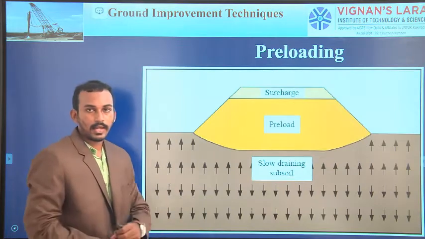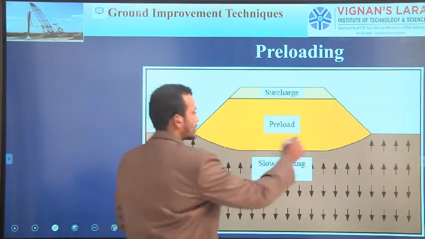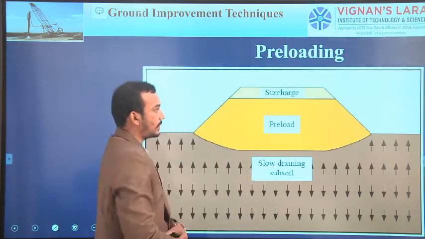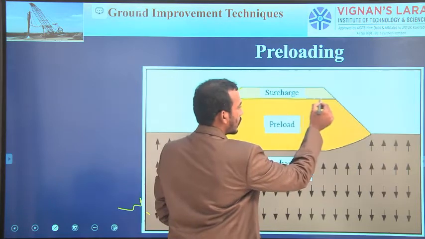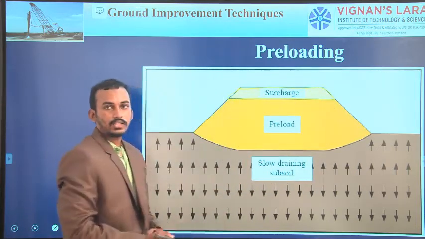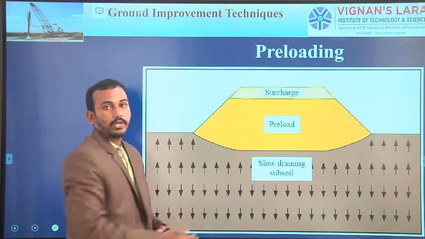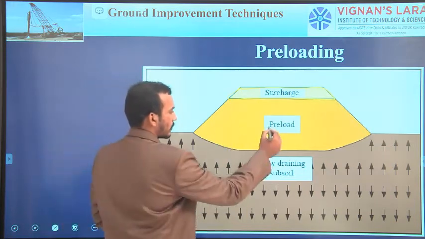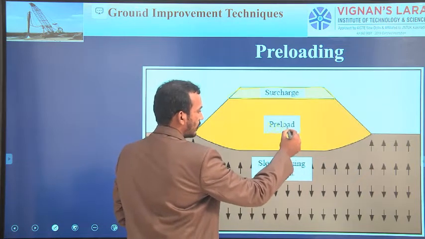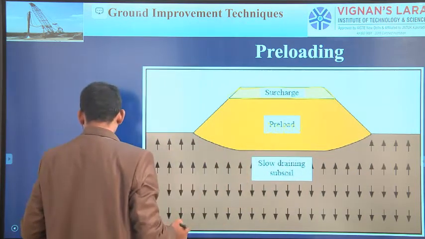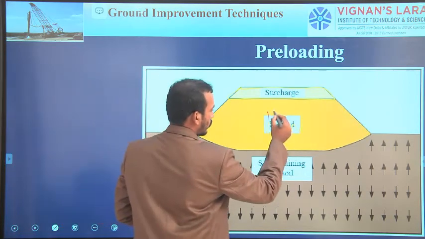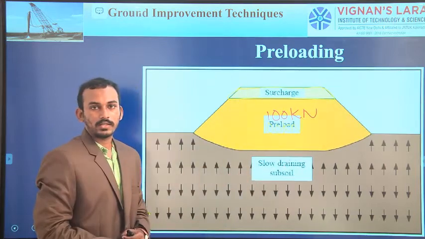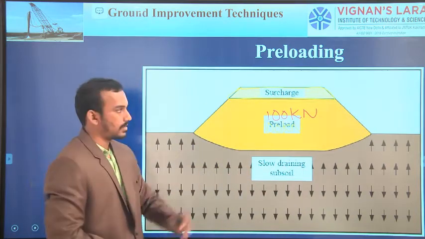So this is the diagrammatic representation. This is our site. What we are doing is applying a preload. This portion is known as surcharge. What is preload? The original weight of the structure. For example, the original weight of the building is 100 kilonewtons. This preload is 100 kilonewtons, the value of the preload. Whatever excessive load other than 100 kilonewtons that we are applying is a surcharge load.